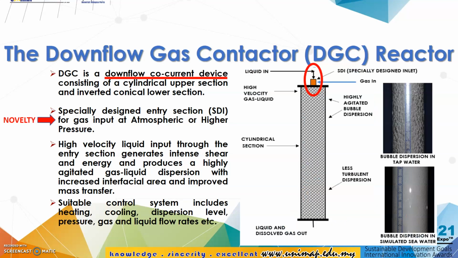So for my invention, the Downflow Gas Contactor (DGC) reactor is a downflow co-current device consisting of a cylindrical upper section and an inverted conical lower section. The novelty is that it has a specially designed entry section, or SDI, for gas input at atmospheric or higher pressure, as shown at the top of the image on this slide. High velocity liquid input to the entry section generates intense shear and energy and produces a highly agitated gas-liquid dispersion with increased interfacial area and improved mass transfer. So this reactor mimics the natural absorption of CO2 by the ocean.